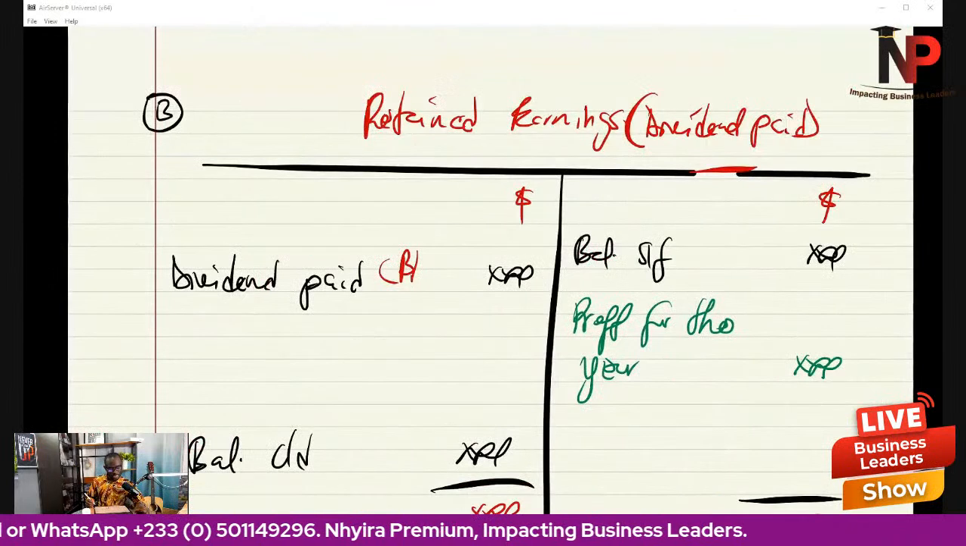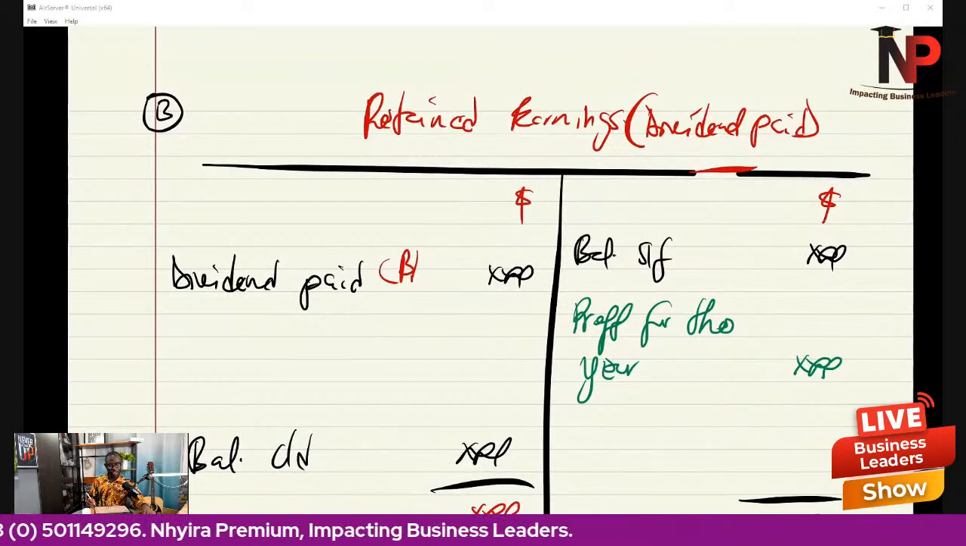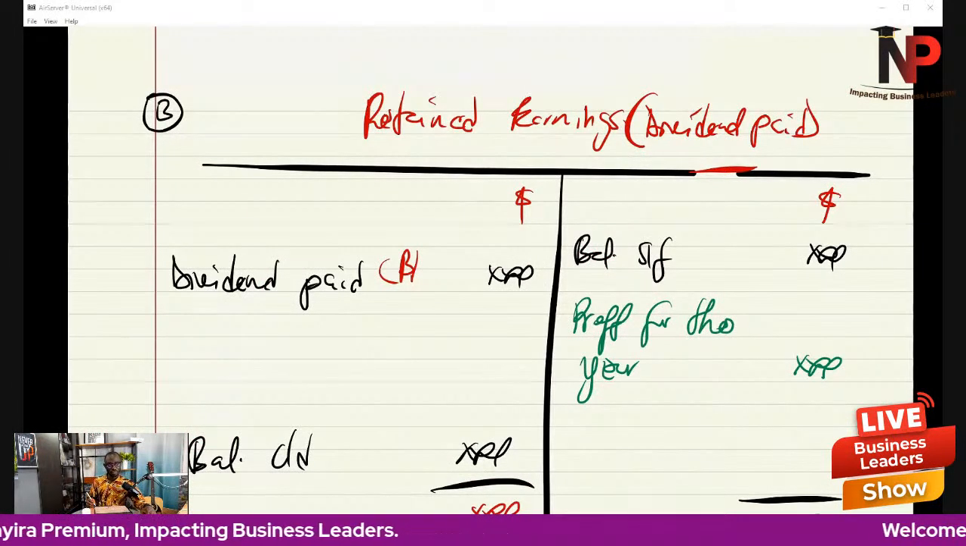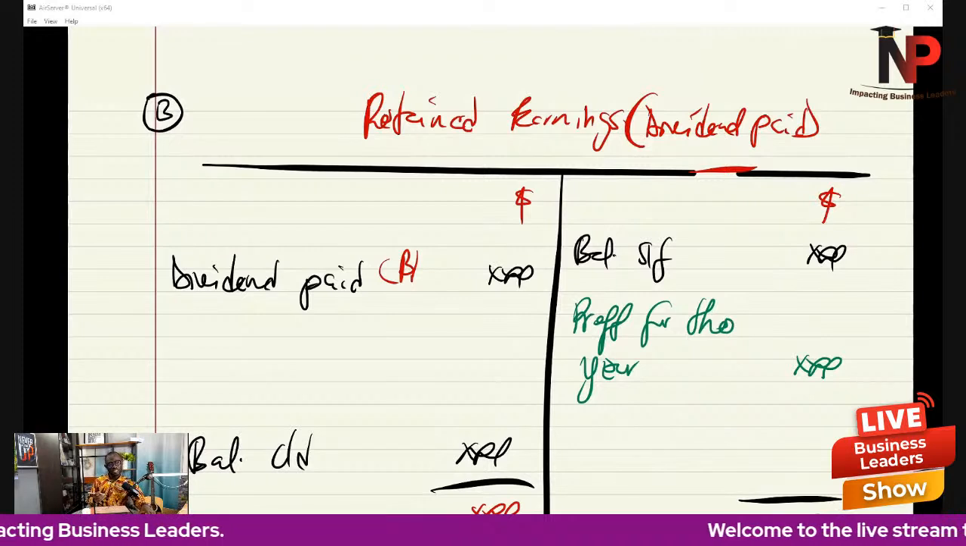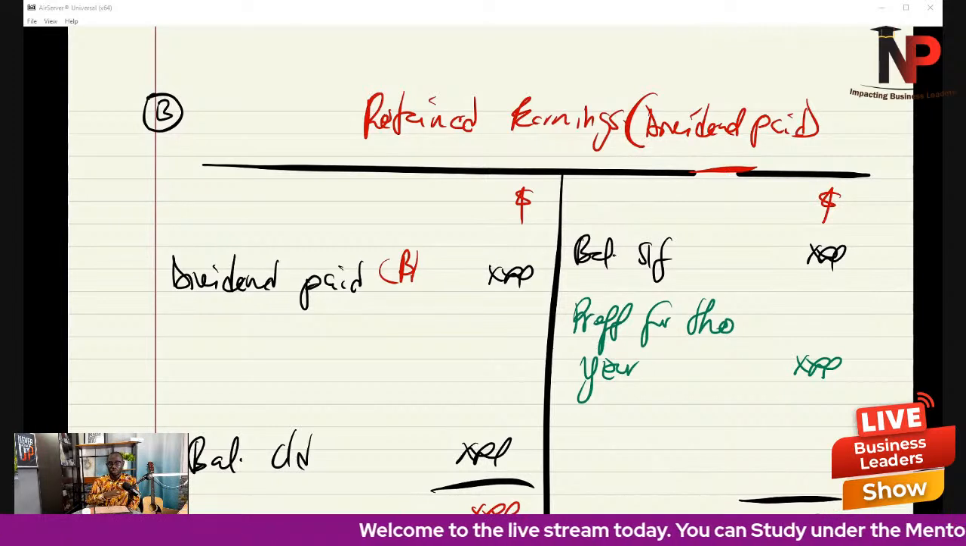Then we went to the next item, which is dividend. Now, we said dividend can be arrived at, or can be disclosed, under two categories.